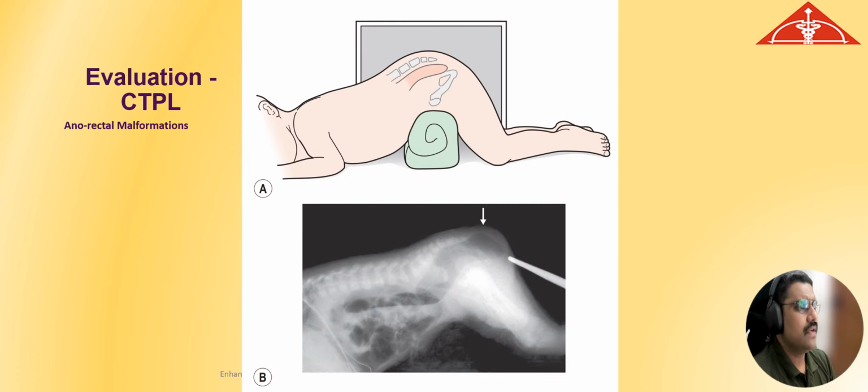In evaluating a neonate with anorectal malformation, we do the cross-table lateral, in which the neonate is placed prone to allow the gas shadow to accumulate, and the X-ray is taken in a lateral fashion. A gas shadow below the level of the coccyx could dictate the need for only a primary repair, whereas if it's above the level of the coccyx, then the possible surgery could be a colostomy with further surgical revision in the future.